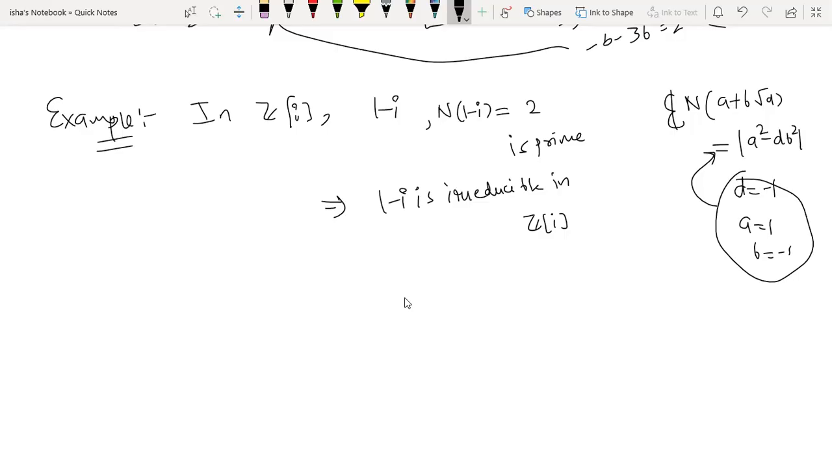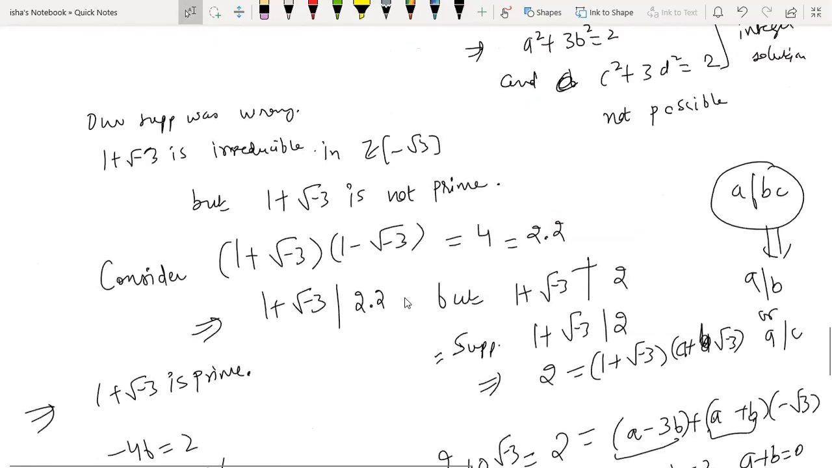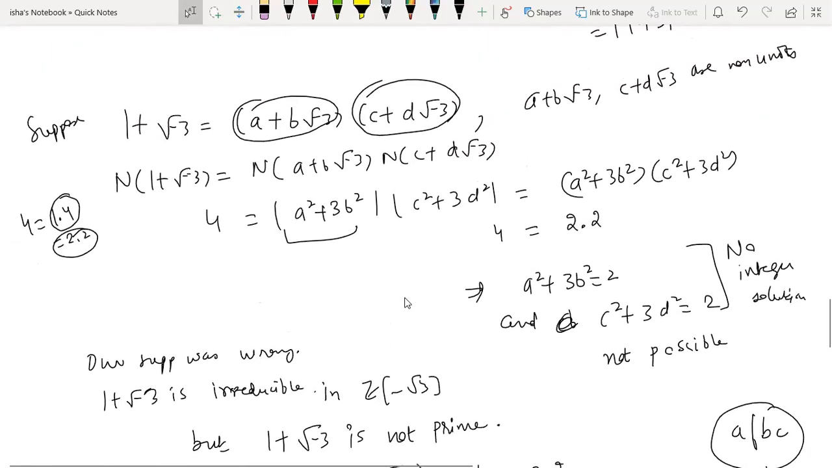Is that fine? So you see this property is very useful and will be useful in many other examples also. But its converse is not true. You have already seen in the previous example that 1 plus square root of minus 3 was irreducible, but its norm was not prime. What was the norm? 4. So use that property very carefully.